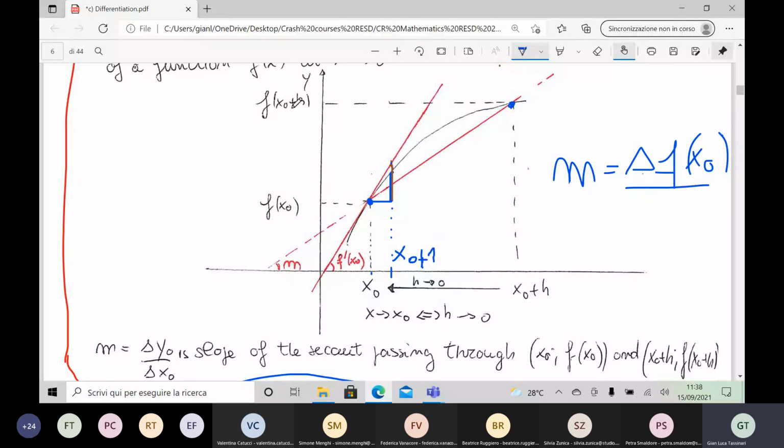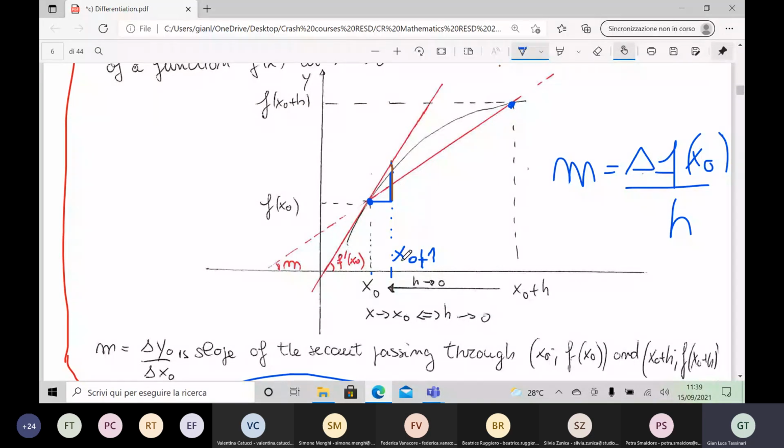So the slope of the secant passing through these two points is the average growth rate of the function f(x) with initial point x0 and relative to the increment of length h. Because now, guys, please write it: m is equal to delta f(x0) divided by h. So m is equal to delta f(x0), where delta f(x0) is this increment, the increment of the y, divided by the increment of the x, which is x0 plus h minus x0. So this is called average growth rate.